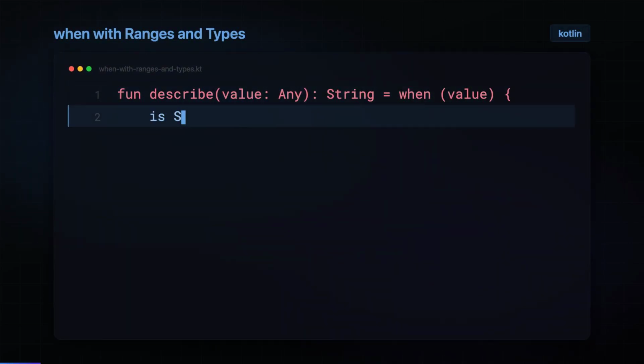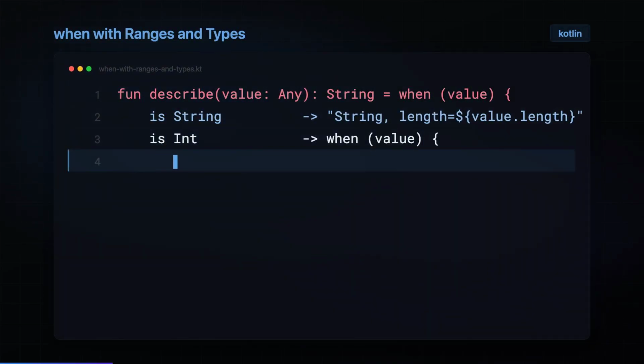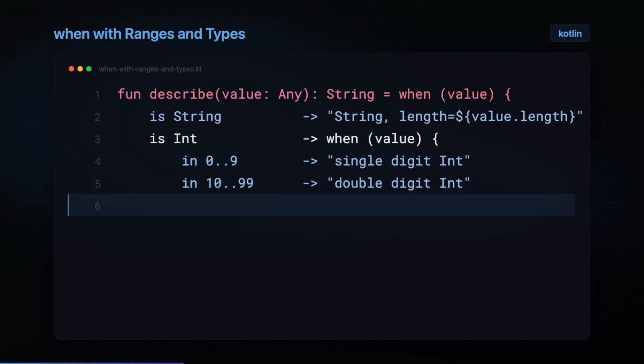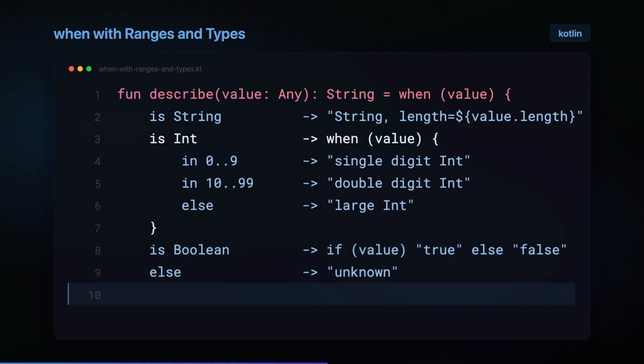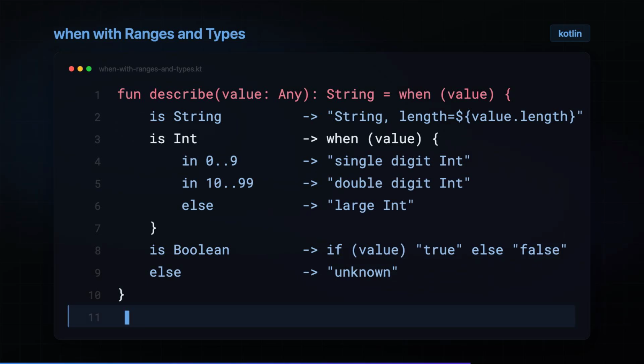Use in 80..89 in a when branch to match a range, no nested ifs needed. After is String, Kotlin smart casts the value to String inside the branch, giving you full String API access without any explicit cast. This combination of ranges and smart casts is impossible in Java's switch.